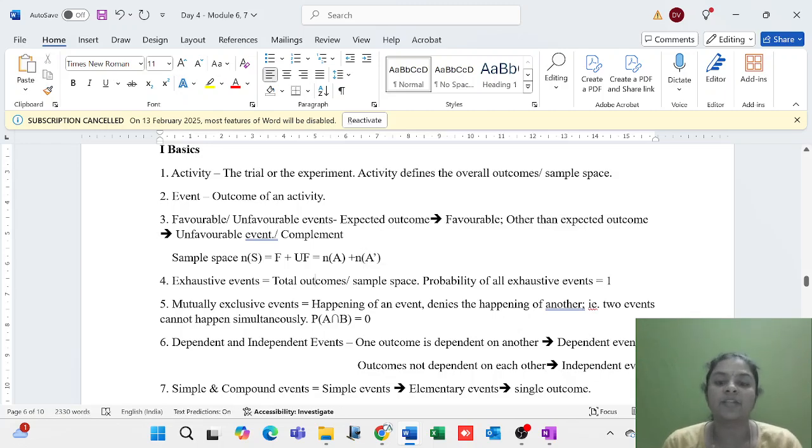Next, exhaustive events are all the possible events of that particular activity. In other words, the sample space is called the exhaustive events. And the total of all probabilities of exhaustive events is equal to 1, which means the probability of the sample space will be equal to 1.